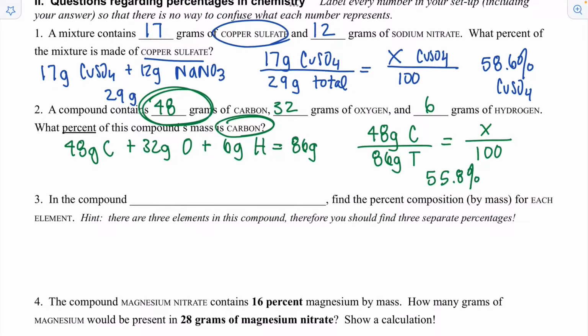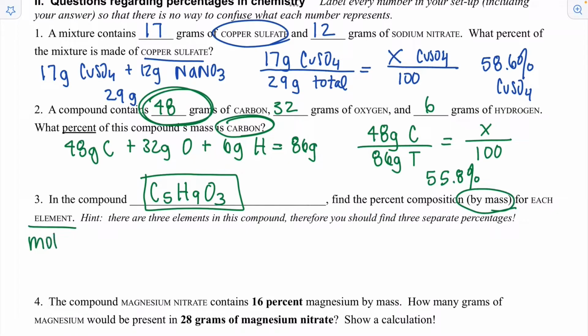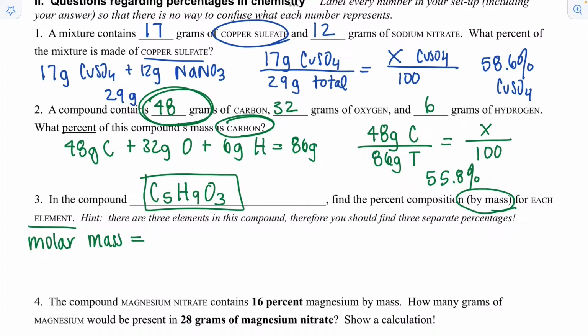In the compound C5H9O3, find the percent composition by mass for each element. We're looking for 3 separate percentages here. In order to do this, we first need the total mass of our substance. The total mass is the molar mass. So pause the video here and see if you can calculate the molar mass. The molar mass of this substance is 117 grams. Did you get it? Now let's do one at a time.